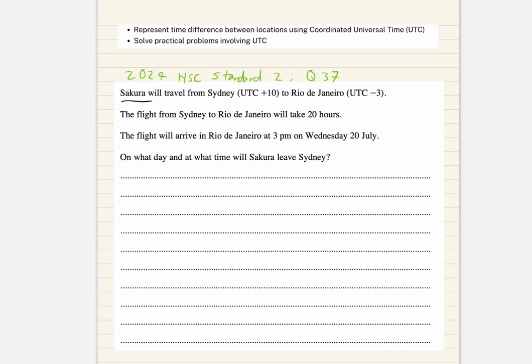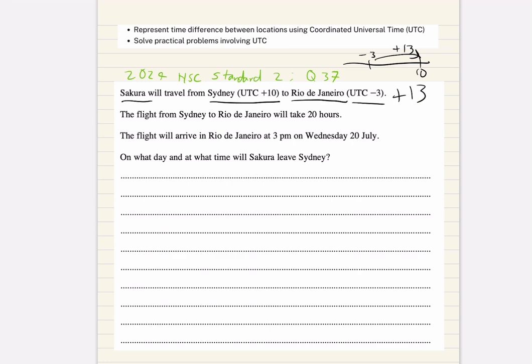Sakura will travel from Sydney, which is 10 hours ahead of UTC, to Rio de Janeiro, which is 3 hours behind UTC. So the difference between 10 and -3 is 13 hours. That means Sydney is actually 13 hours ahead of Rio. It's not 10 minus 3 with Sydney 7 hours ahead. You've got to look at the gap as if it were on a number line, as if you had -3 and then 10 over here. That gap is positive 13. So Sydney is 13 hours ahead, or Rio is 13 hours behind Sydney, whichever you want to think about it as.